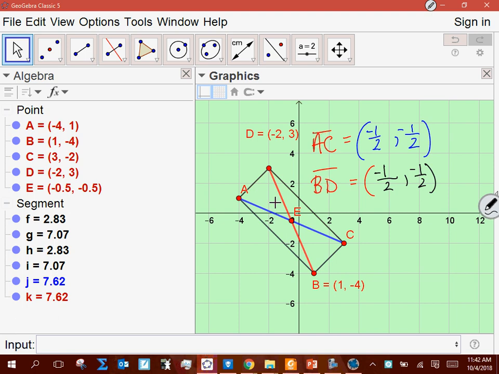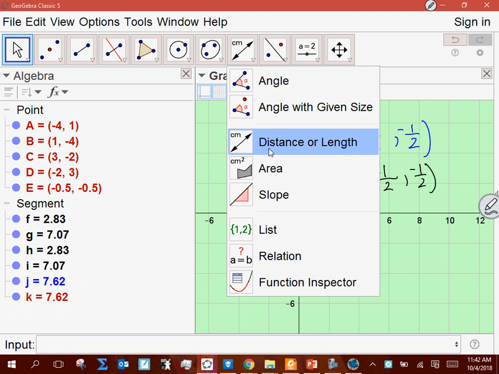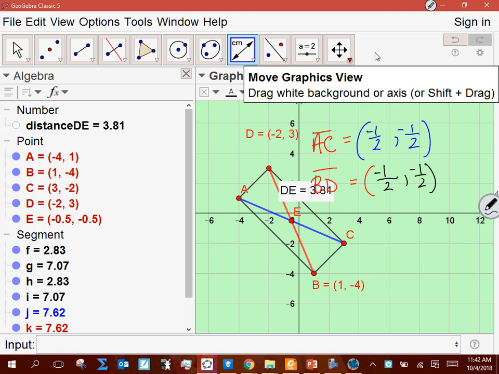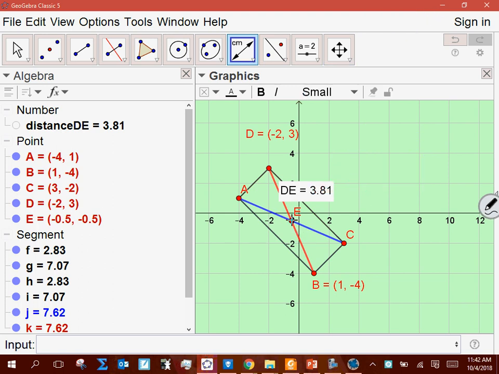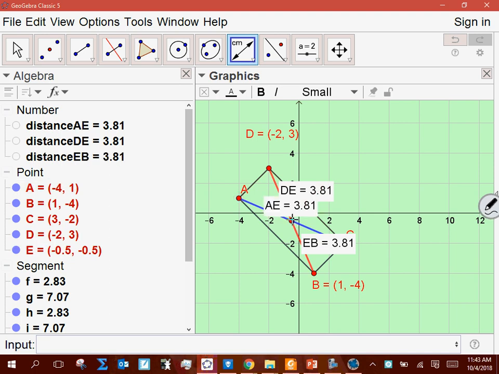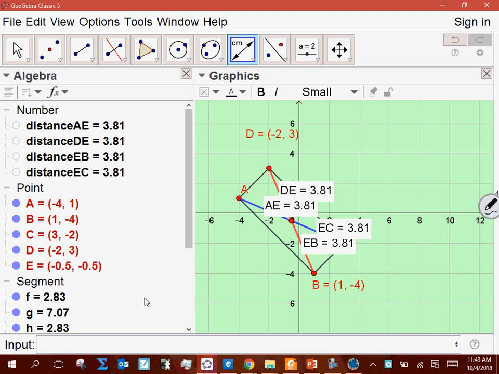Is that okay? Something else we find out that's pretty interesting, and we can find these distances. I can click on that distance, D to E, gives me 3.81. Does E to B give me 3.81? Does A to E give me 3.81? And then E to C is also going to be 3.81. Okay? So all four of those smaller segments that get created when these two diagonals intersect are the same. But the argument of seeing that the midpoints are the same tells me that the two segments bisect each other. Is that all right? Okay.